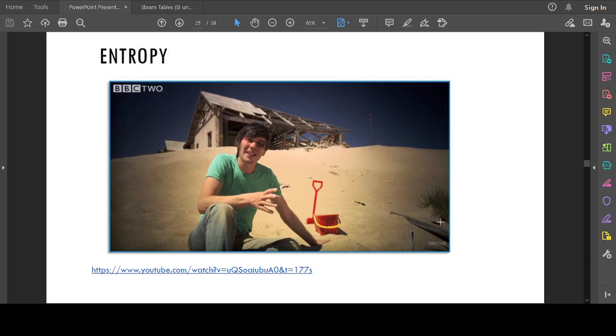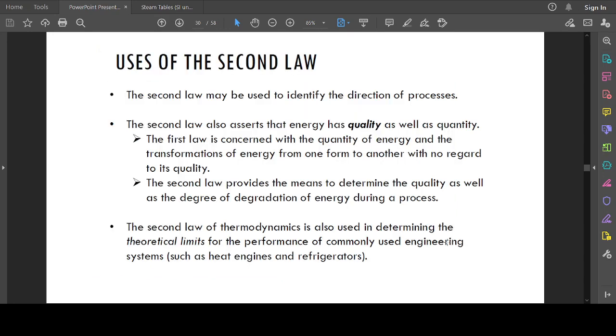This is a video on YouTube by Brian Cox. I think it's a BBC show where he explains this phenomenon. So if you have a chance, you can click on the link here and watch the video for more understanding of entropy. Okay. So what are the uses of the second law? The second law may be used to identify the direction of a process.